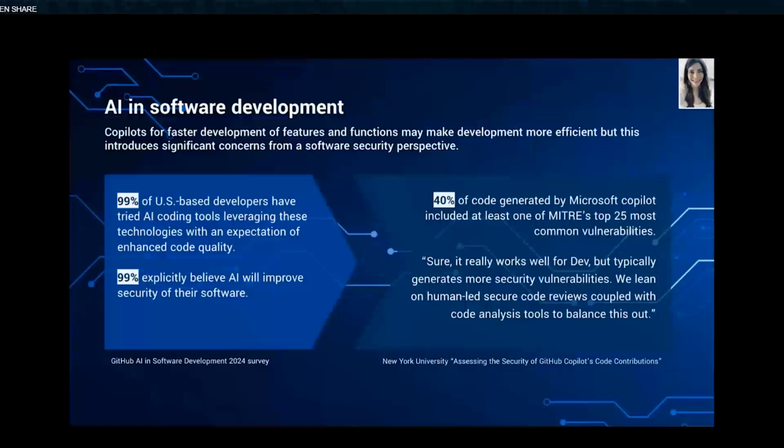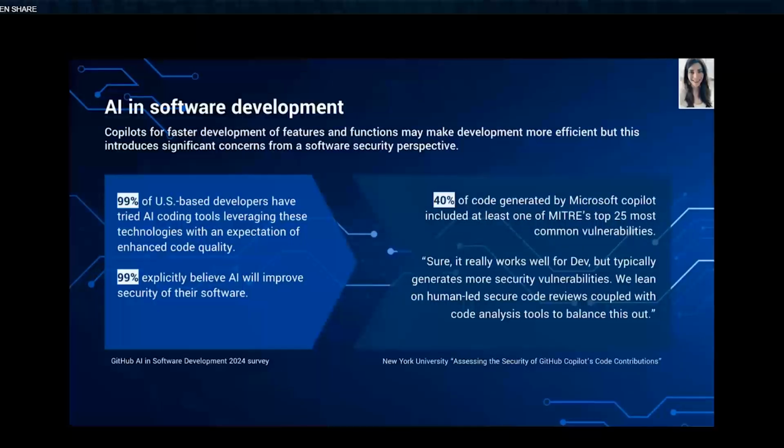Go for it. So we spoke a lot about the value that security teams are starting to see from AI. But, I think we're all aware software development teams are getting a lot of value from AI, especially with this, this was a GitHub survey that we looked at. 99% of US-based developers have used Copilot or some version of a Copilot. And interestingly, 99% of developers asked explicitly believe that AI will improve security of their software.